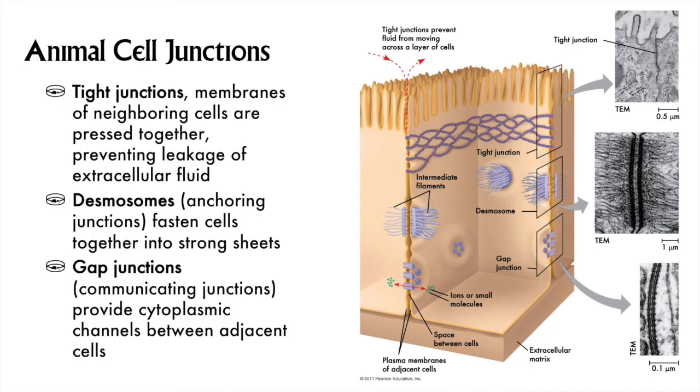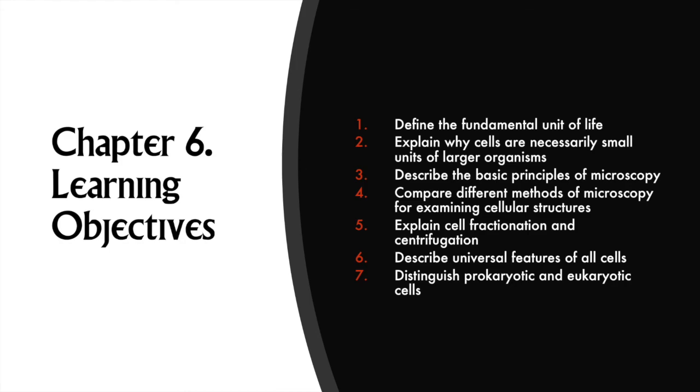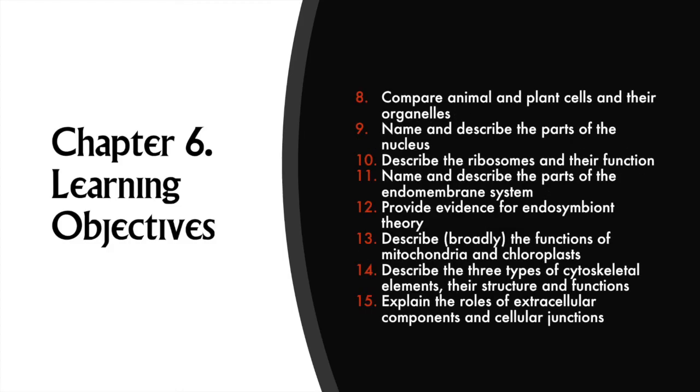In summary, even though cells are made mainly of 4 different types of large biological molecules, and those molecules form into discrete organelles, a cell is more than just a series of parts, but a fundamental unit of life. Once again, our learning objectives, 1 through 7, 8 through 15, and that's the end.